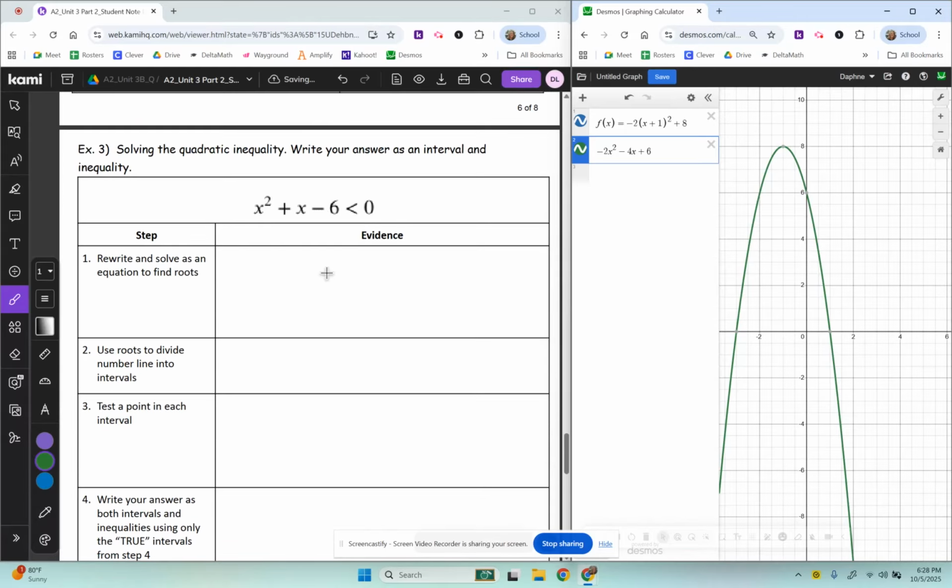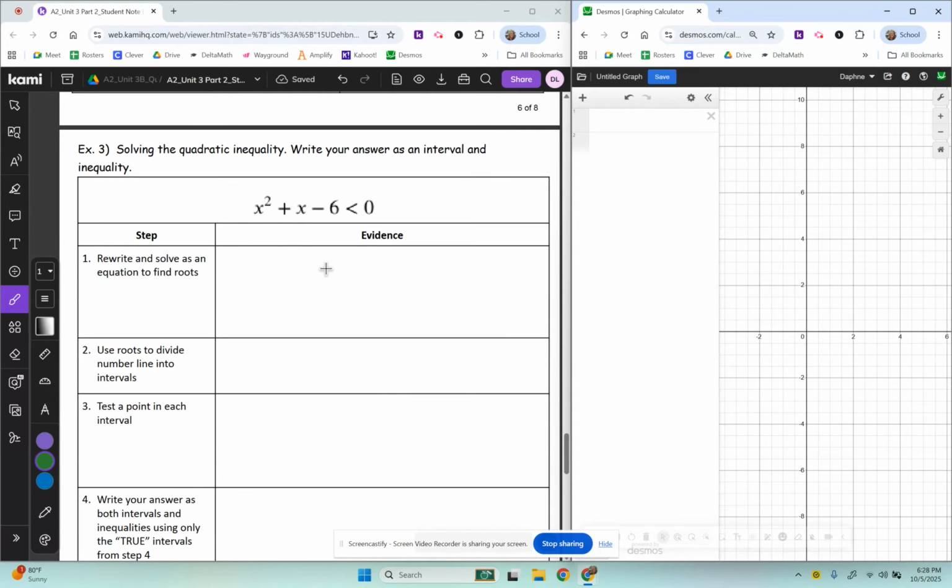All right, last problem. In this one, we are going to look at solving quadratic inequalities. So we looked at solving absolute value inequalities in Unit 1, and we reviewed intervals. So this time we're going to solve the quadratic, and we're going to write our answer as an interval and an inequality. So first step is to write it as an equation and find your roots, okay?